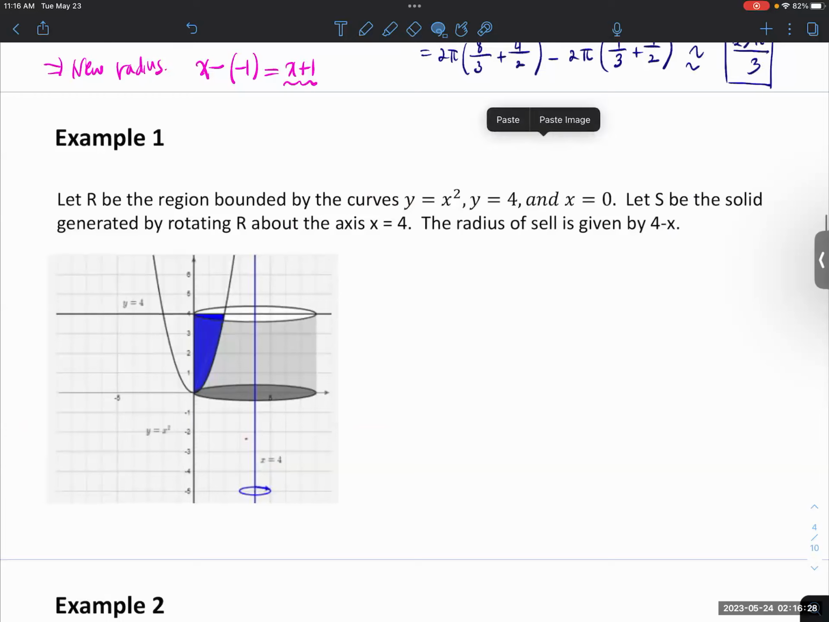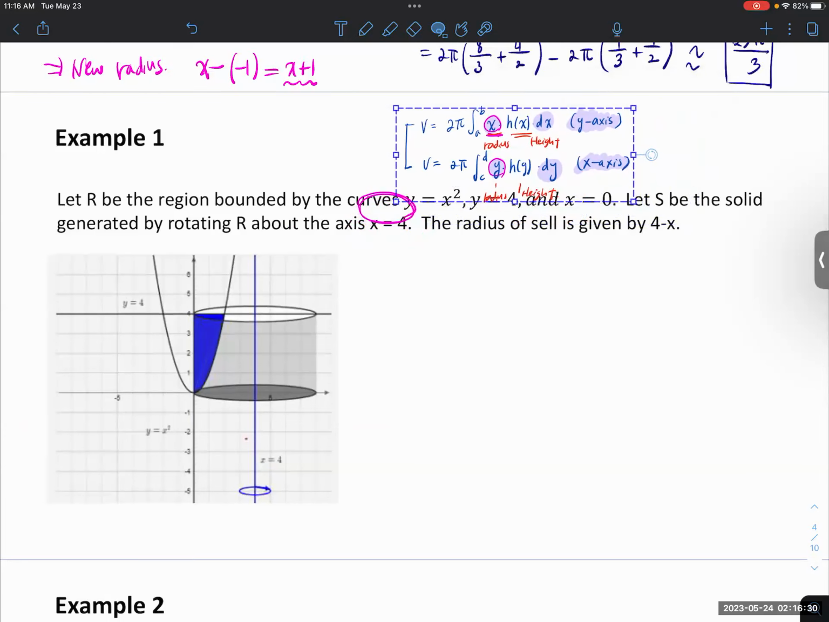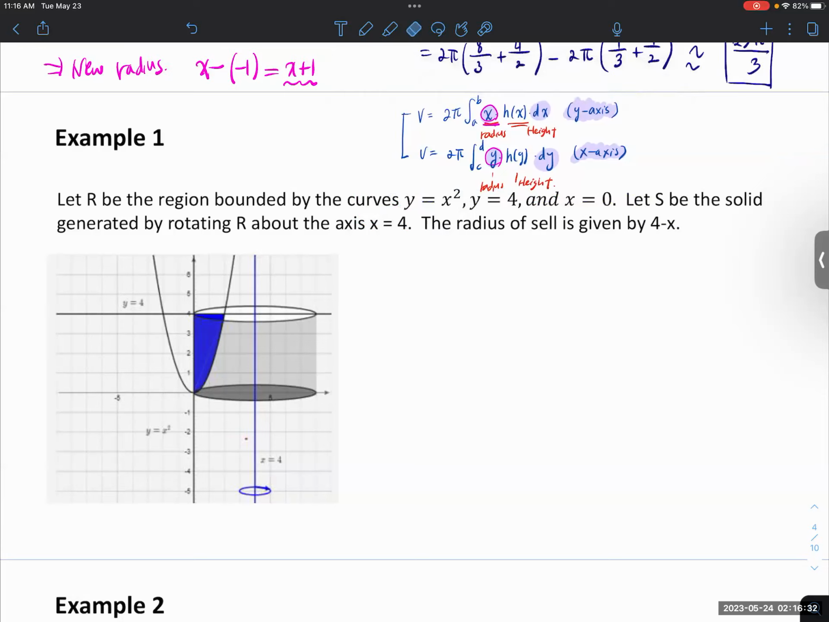So I'm going to keep copying that formula. That's your shell method, and so you know. Let's read the question. We have a region bounded by the curve y equal to x to the second, and then y equal to 4 right there. So they stop here, y equal to 4. And then x equal to 0, that's exactly the y-axis. And that's the function.